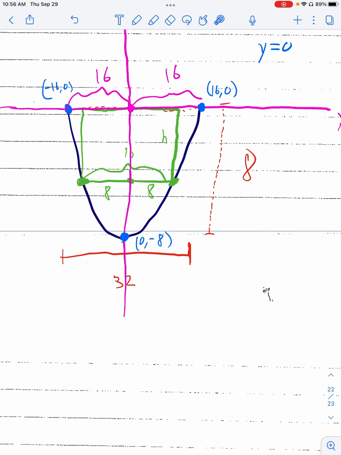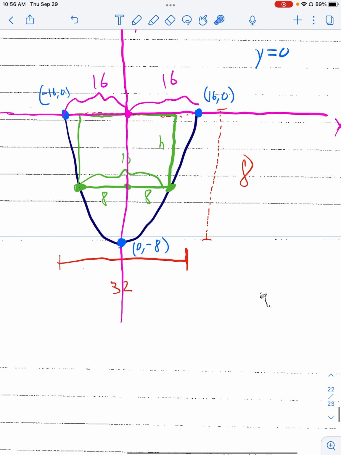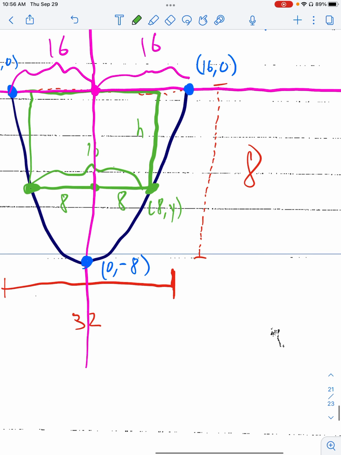All right, so what this is doing is, the x-coordinate, let's think about this point right here. Since I start on the y-axis and go to the right 8, the x-coordinate of this point is going to be 8, and my y is going to be, I actually don't know what my y is going to be. This is what we need to find.